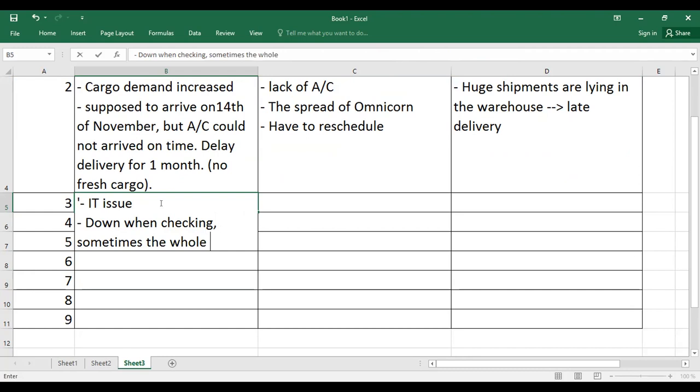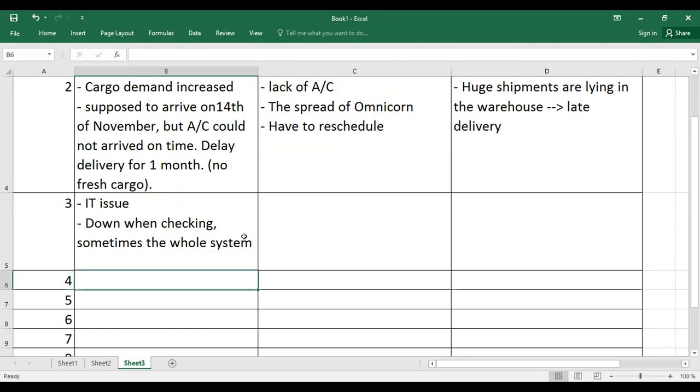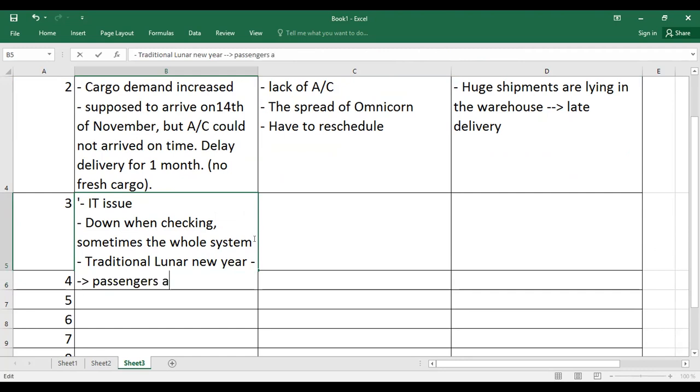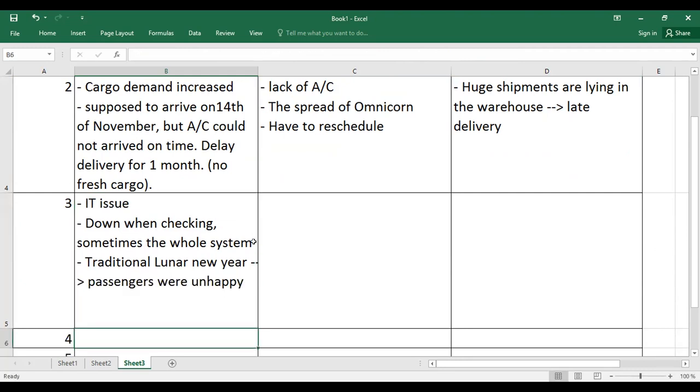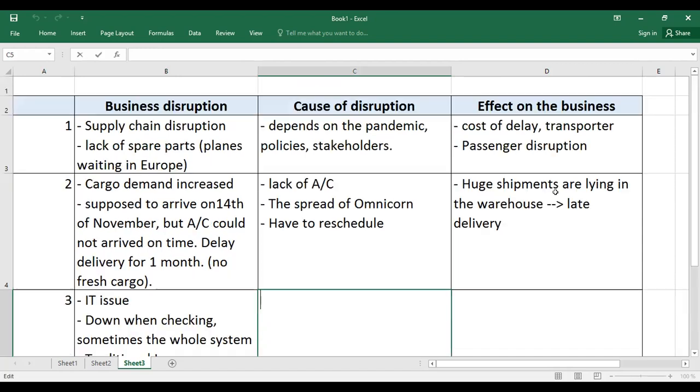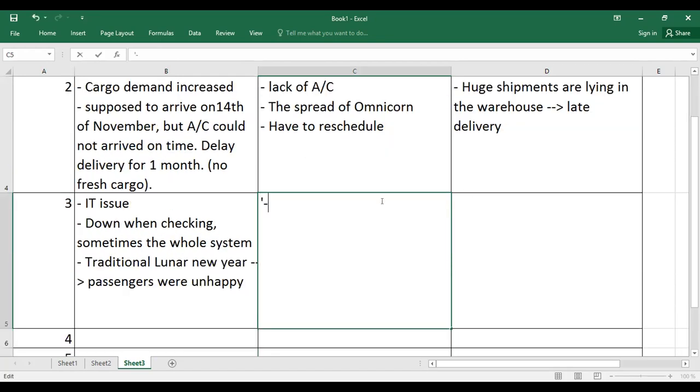So especially, I think a few years ago, we have the system down in the traditional Lunar New Year holiday, so a lot of passengers get frustrated at the airport, and there was nearly a fighting over there. Mm-hmm. Always seems to happen on a holiday. Yeah. And well, the cause? I don't know. All the tourists that they cannot do check in, or they do not receive the passenger list.